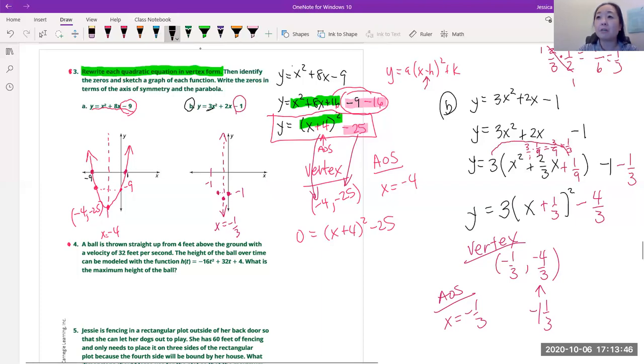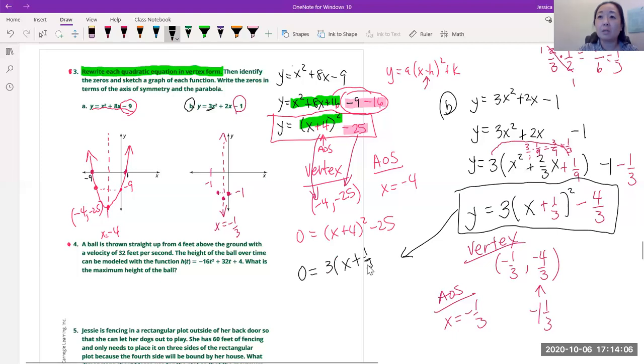So remember, we're just going to use it in vertex. Where's my vertex form? Oh, there it is, right here. So we're going to use this vertex form right here to solve for x. So we're going to put 0 for y because we're looking for the roots, right? Y is equal to 0. So 3 times x plus 1/3 squared minus 4/3. Okay, so first things first. We got to get rid of this minus 4/3, right? So we're going to just add 4/3 to both sides. So add 4/3. And what do we get?